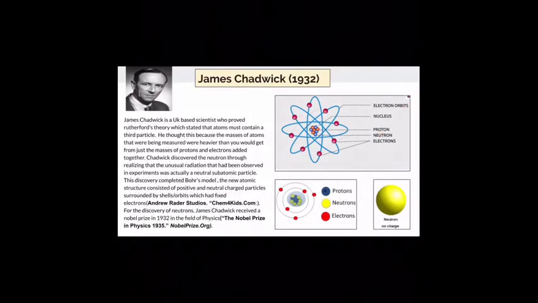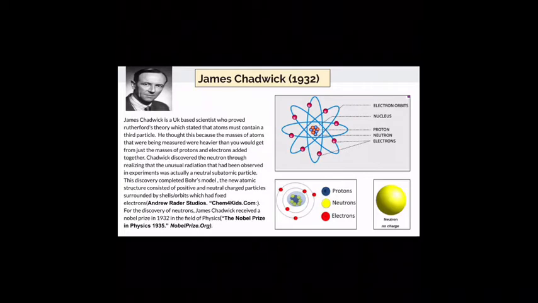James Chadwick is a UK-based scientist who proved Rutherford's theory, which stated that the atoms must contain a third particle. He thought this because the masses of atoms that were being measured were heavier than you would get from just the masses of protons and electrons added together.